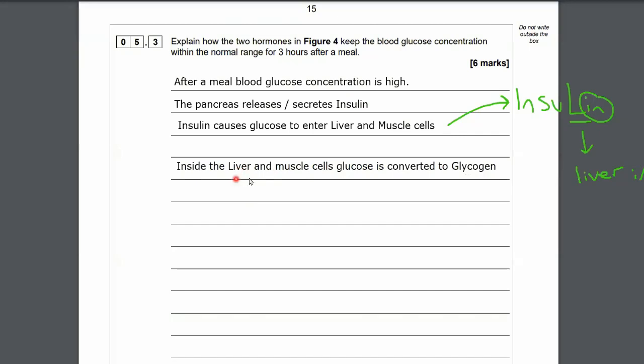So the insulin also triggers the liver and muscle cells to take the glucose and turn it into glycogen, which is a storage molecule. This lowers the blood glucose concentration back to normal.